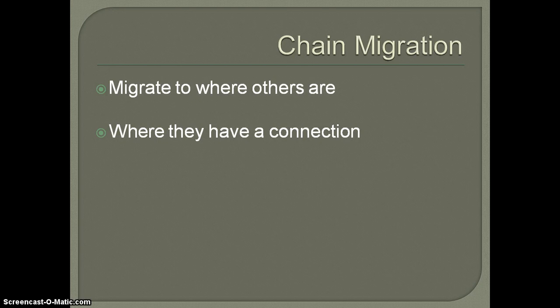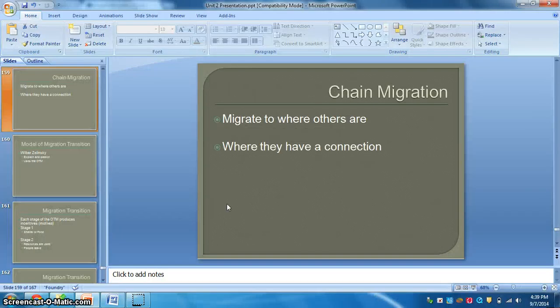That's all for now. When we come back next time, we're going to be looking at what is called the model on migration transition, which was developed by Wilbur Zelinsky.